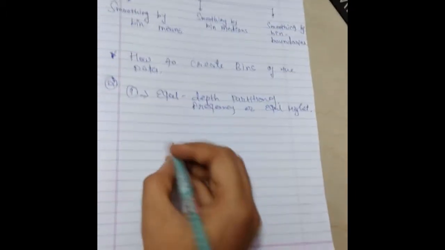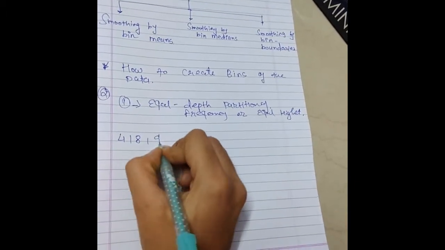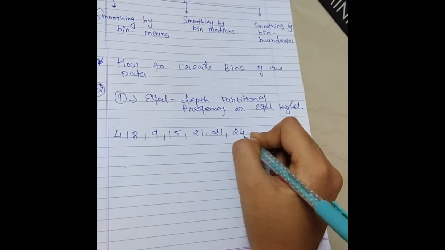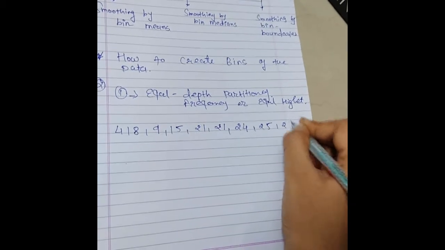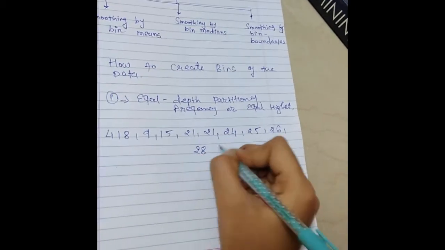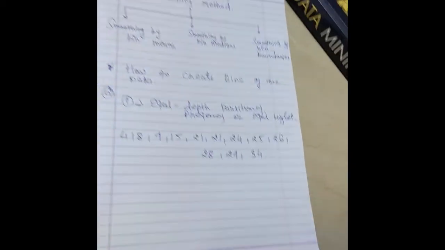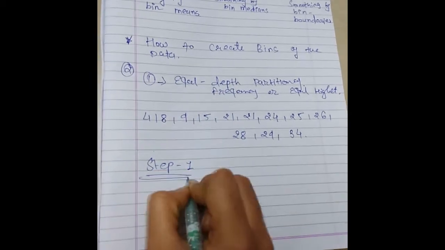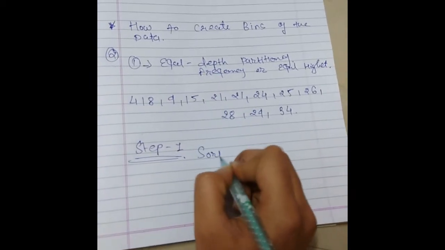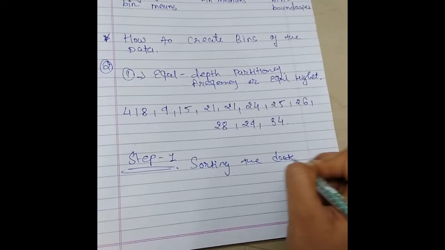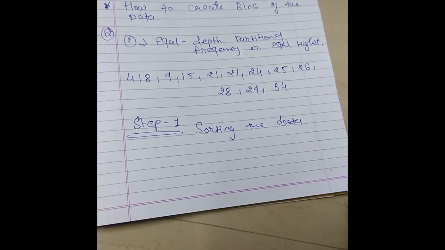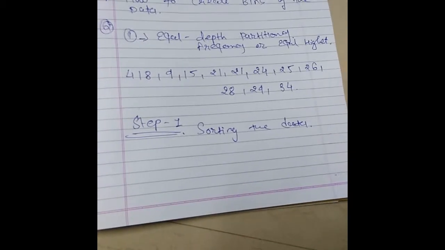consider one example, and for that let's take some data points. So the data points are, suppose, 4, 8, 9, 15, 21, 24, 25, 26, 28, 29, and 34. So this is the data of your database, suppose. So the first step for any binning method is sorting the data into ascending order. So first let's sort this data.